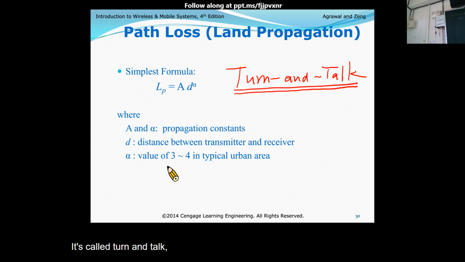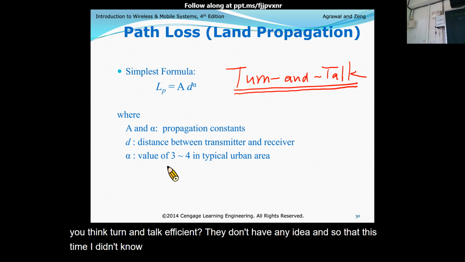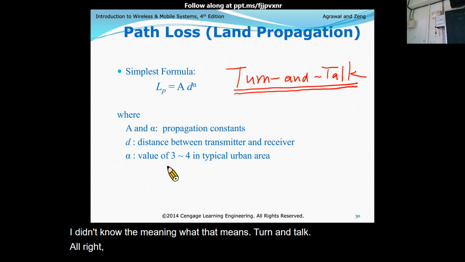I tried to have a questionnaire. Do you think turn and talk is efficient? They don't have any idea. This time I didn't know what turn and talk means. All right, so turn and talk, maybe, okay, don't waste time. Continue. If I continue, perhaps you fall asleep.